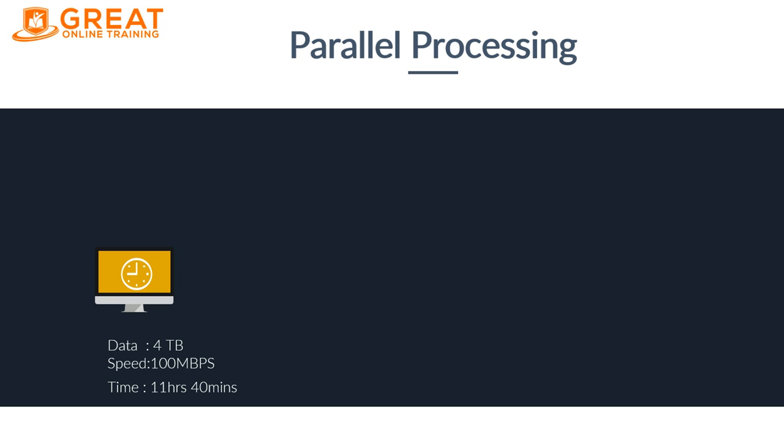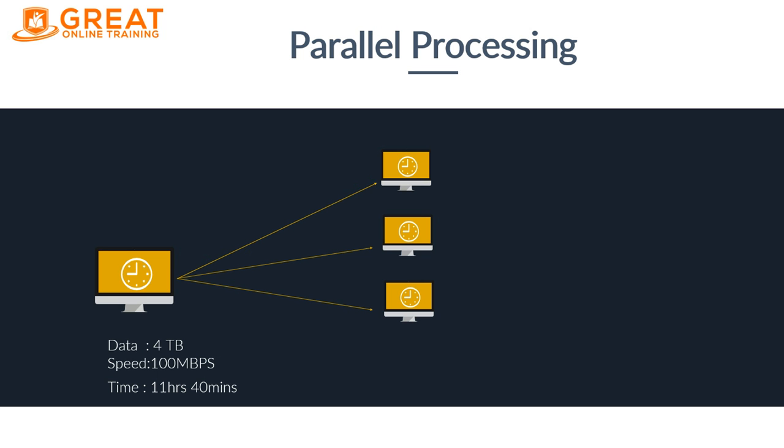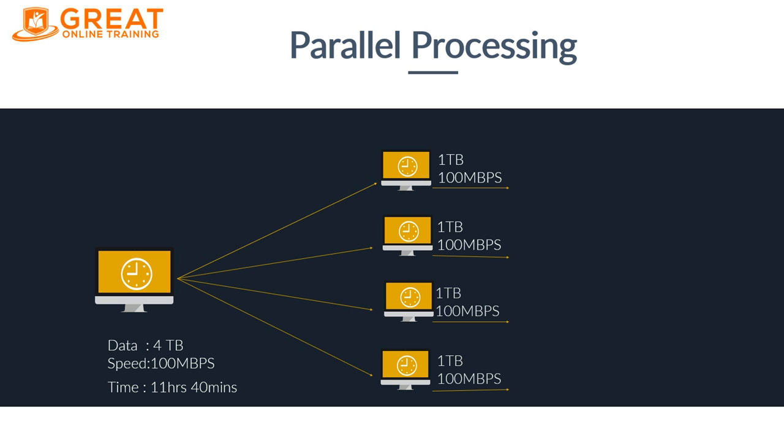So before processing parallelly, what you need to do? First, you need to consider 4 machines and distribute this 4 terabytes of data equally into the 4 machines, like 1 terabyte, 1 terabyte, 1 terabyte, 1 terabyte. So now this 4 terabytes of data will be distributed to 4 devices parallelly, and each machine can process the data at 100 megabytes per second. So each machine needs to process 1 terabyte of data at 100 megabytes per second.